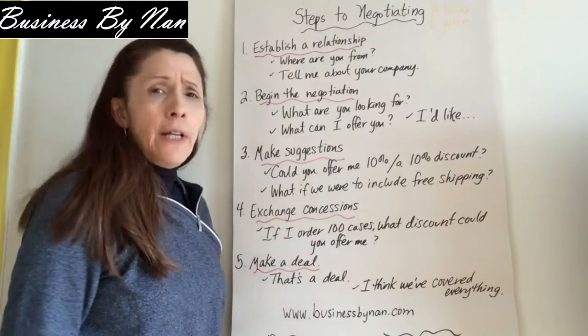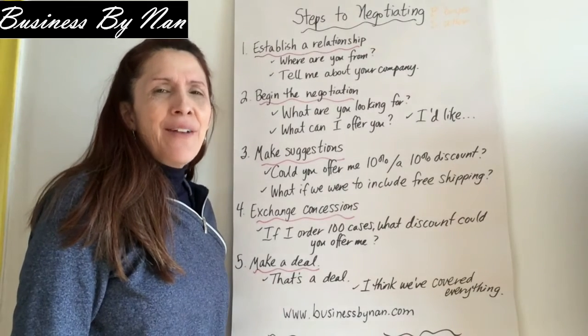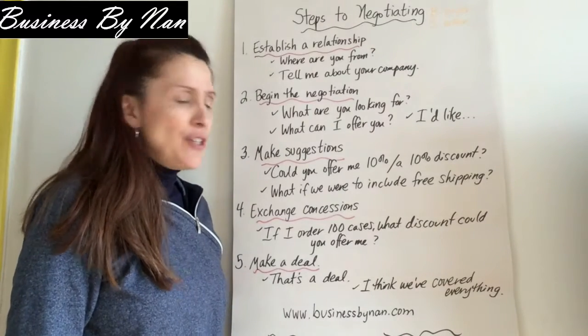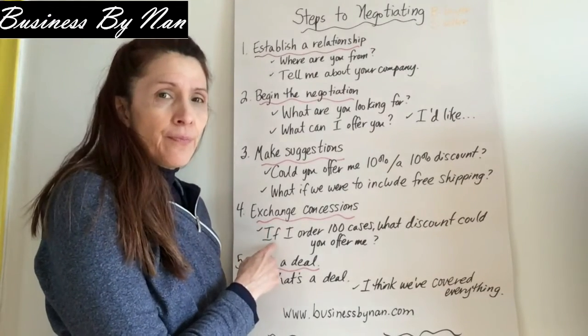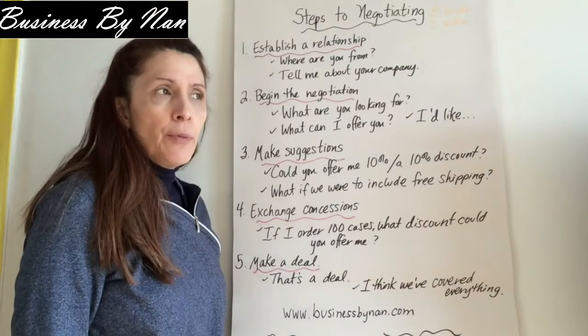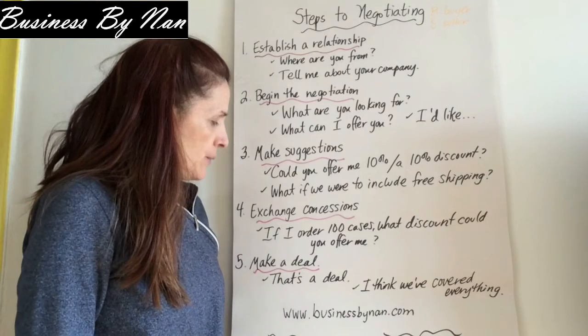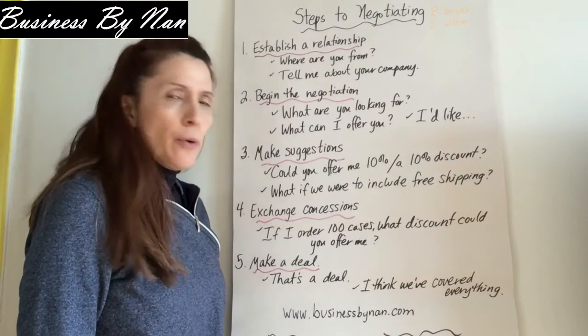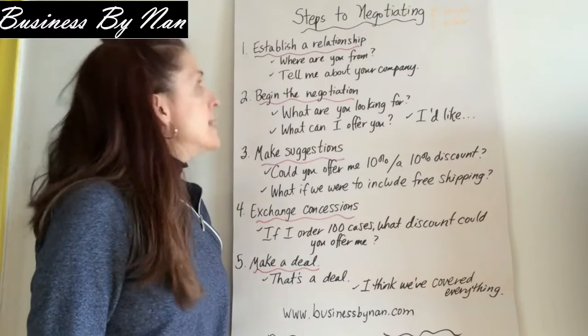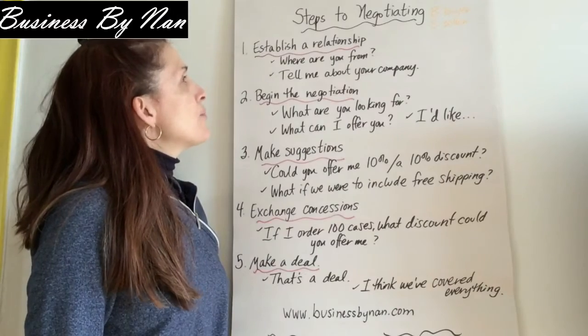Number 4, exchange concessions. And when we talk about concessions or exchanging, we use a lot of if. So the conditional could be the first conditional, could be the second. And then finally, we close up the deal, or we make a deal. And so let's go through these.